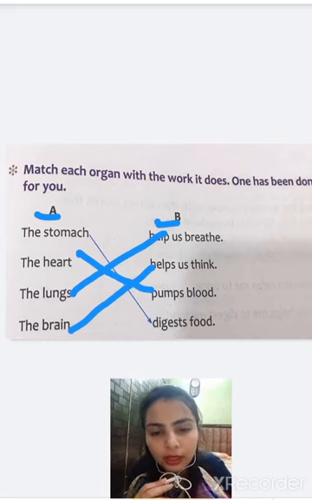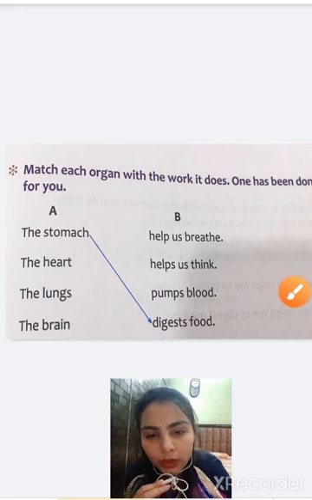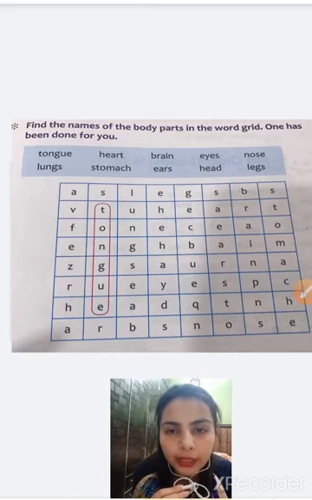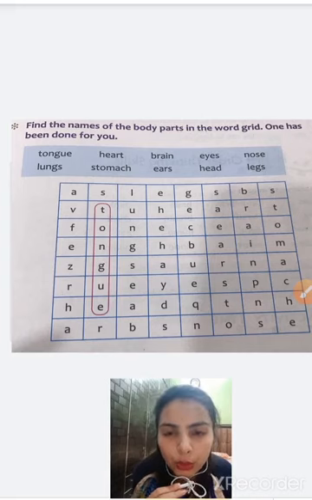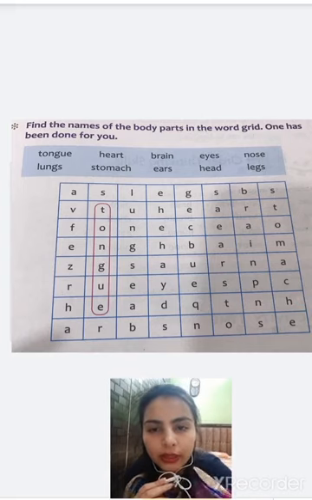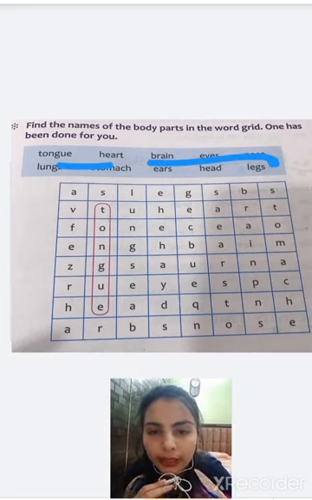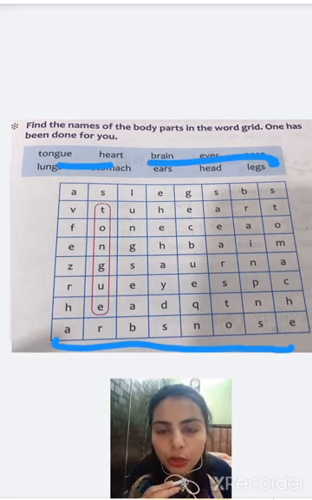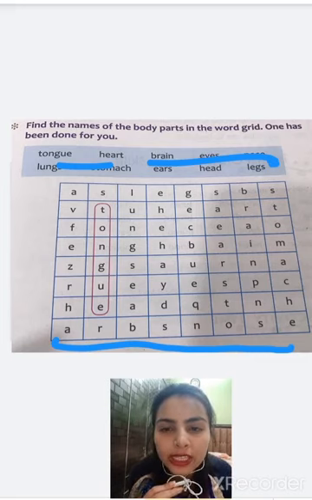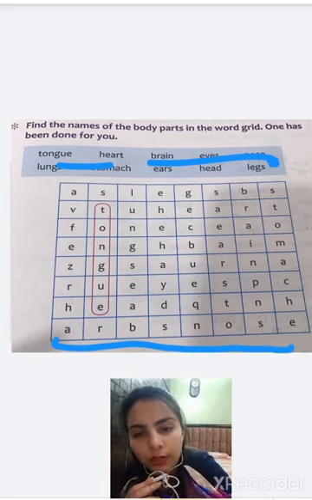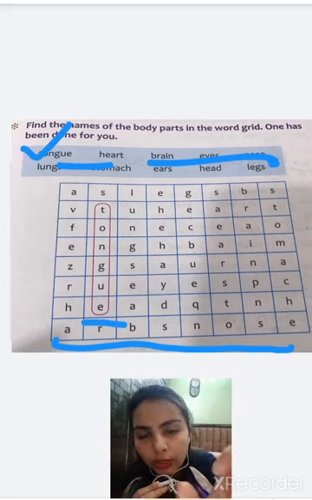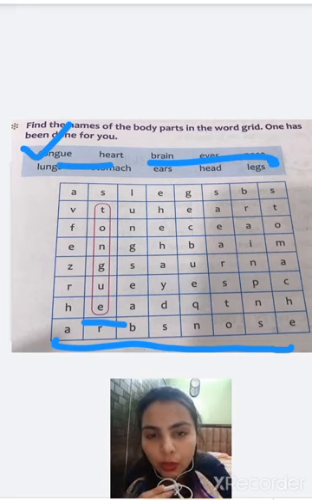Now below this there is one more question. Find the names of the body parts in the grid. The first one has been done for you. Here is written the name of some body parts, and in this grid you have to find these body parts. Like tongue is done for you here. Similarly you have to do this.